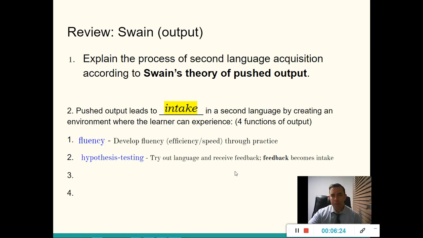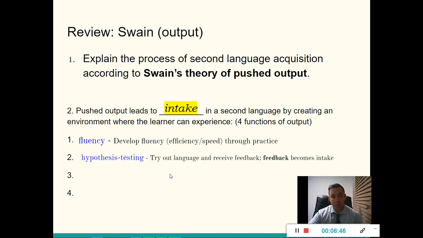And the other thing that happens with hypothesis testing is, of course, we make mistakes. You try something, it's wrong, and the feedback you get is that that's not what you say in this situation. So that becomes intake too. It's kind of linguistic knowledge at that point.